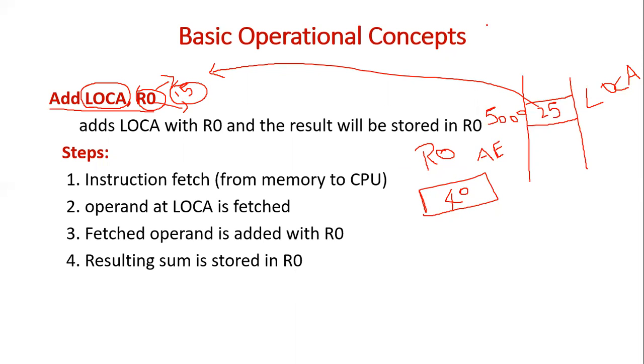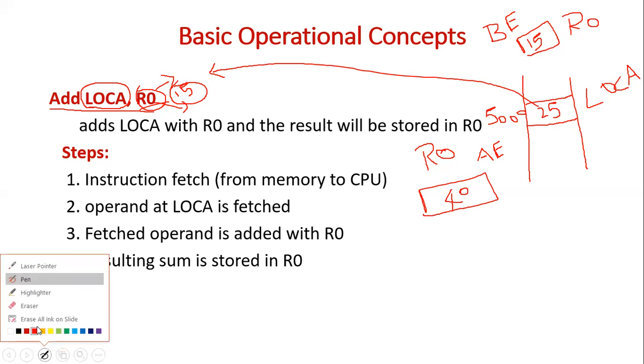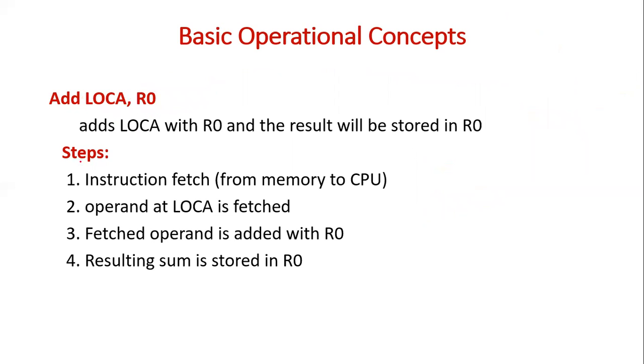But before execution, say let me call it BE, before the instruction is executed, this particular location R0 will have the value 15. But after execution, it will be 40 because the LOCA value is added with R0 and the result is stored in R0. Okay, right?